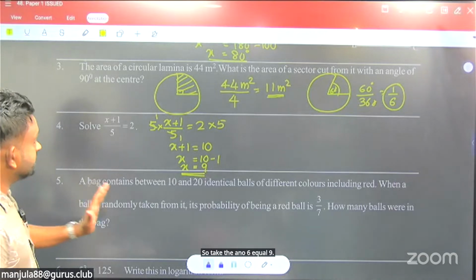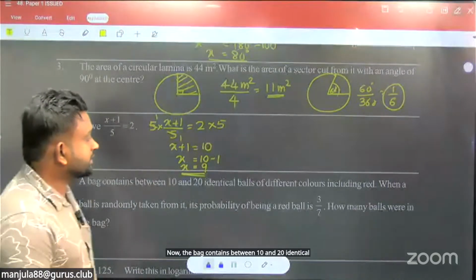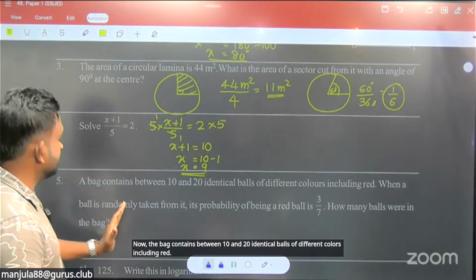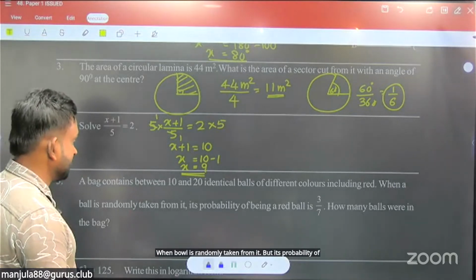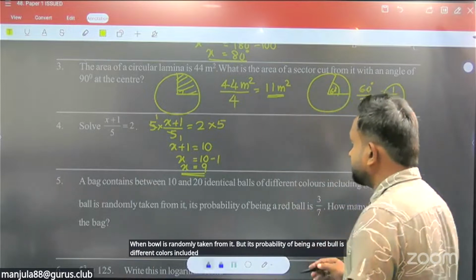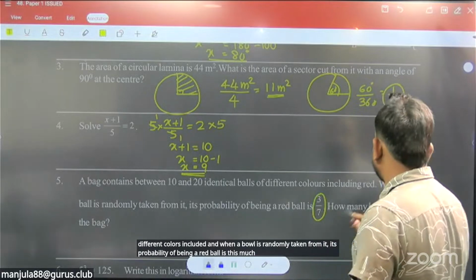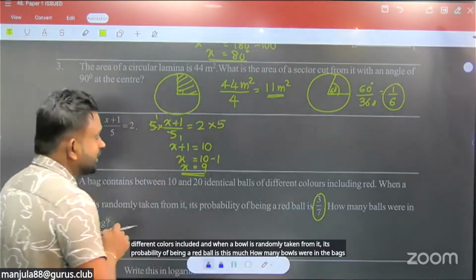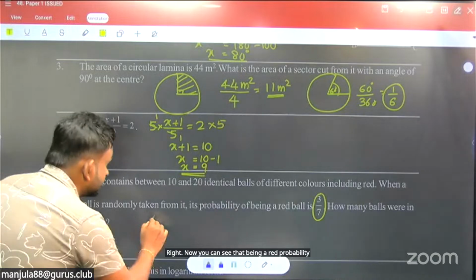Now, a bag contains between 10 and 20 identical balls of different colors, including red. When a ball is randomly taken from it, its probability of being a red ball is this much. How many balls were in the bag? Now you can see that the probability of being red is 3 upon 7.